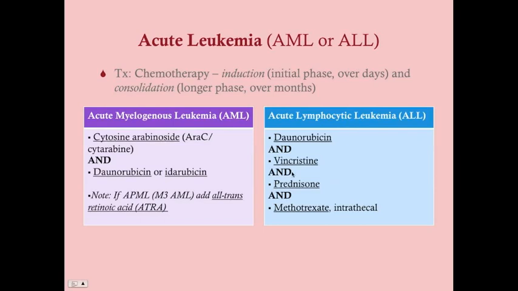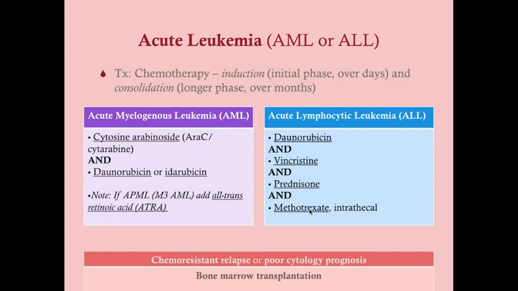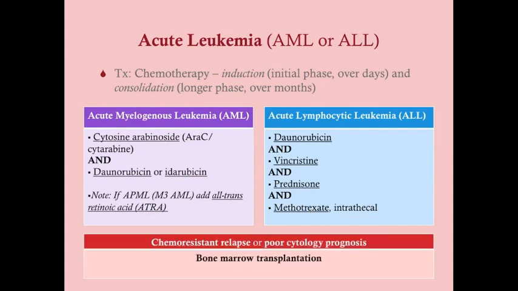If the patient has gotten chemotherapy but they relapse or they have a poor cytogenetic prognosis, then you need to give the patient a bone marrow transplantation. And bone marrow transplantation is the best definitive treatment for acute leukemia in general.